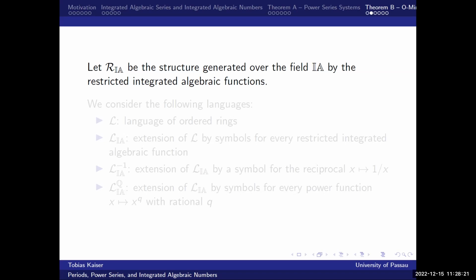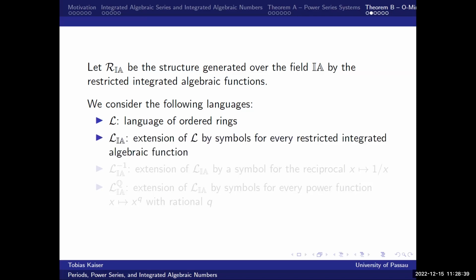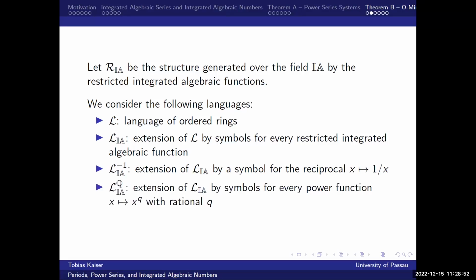Now we want to understand this structure. We introduce some languages, natural, as in the case of our R_an structure. So L is the language of ordered rings. I extend it by symbols for every restricted integrated algebraic function. I add a symbol for the reciprocal, x is mapped to 1 over x. And I finally add symbols for every power function with rational exponent.